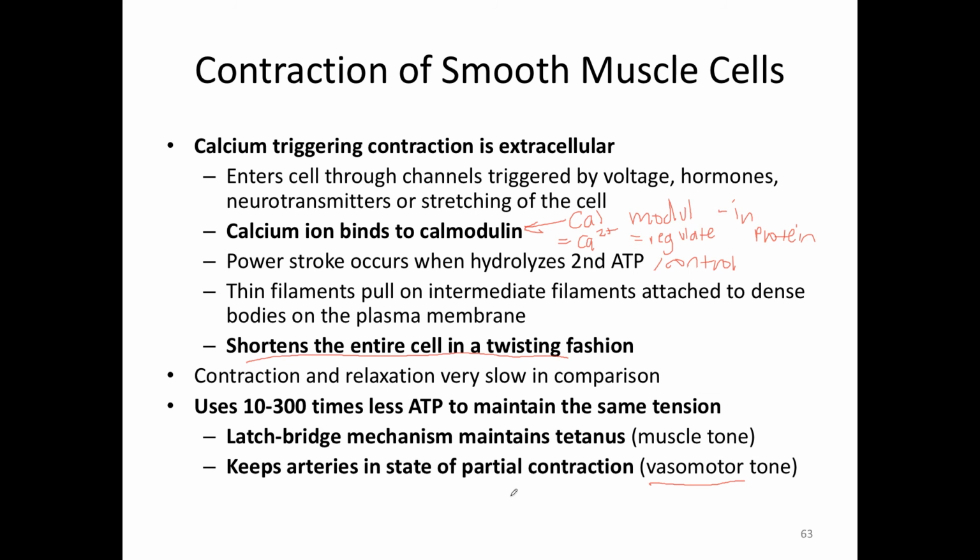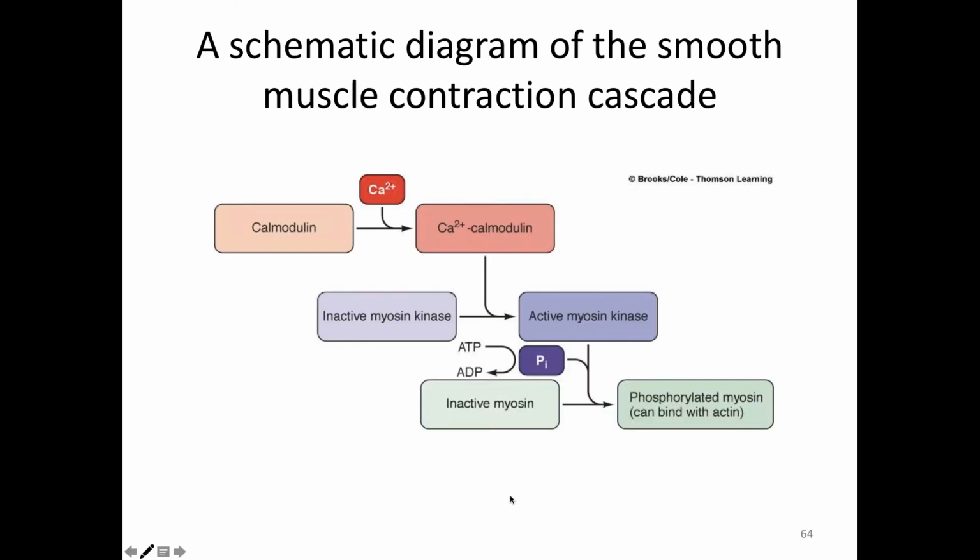So let's look at the schematic diagram now. So here we have calmodulin. Remember, this is calcium modulating protein. And calcium, which is going to come from the extracellular fluid or a variety of other locations. But let's just say it's coming from the ECF because that's simplest. So calcium plus calmodulin is capable of taking myosin kinase and activating it. So inactive myosin kinase can't do anything. Active myosin kinase can do something.